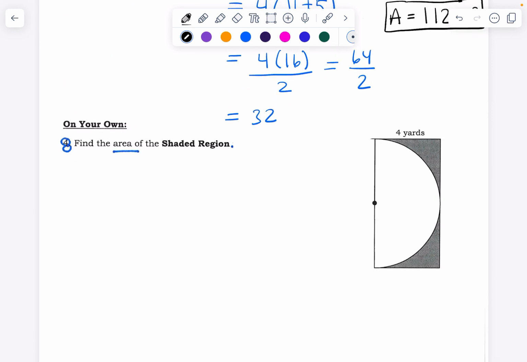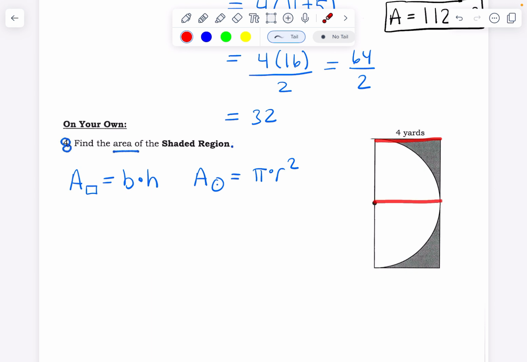So what do I see? What do you see? Did you say a rectangle? I hope so. So that's base times height. And then half of a circle. So I have pi times r squared. So let's think about this. Okay, so if this is 4, that means the radius would be 4 here. Okay, so we know that r is 4.